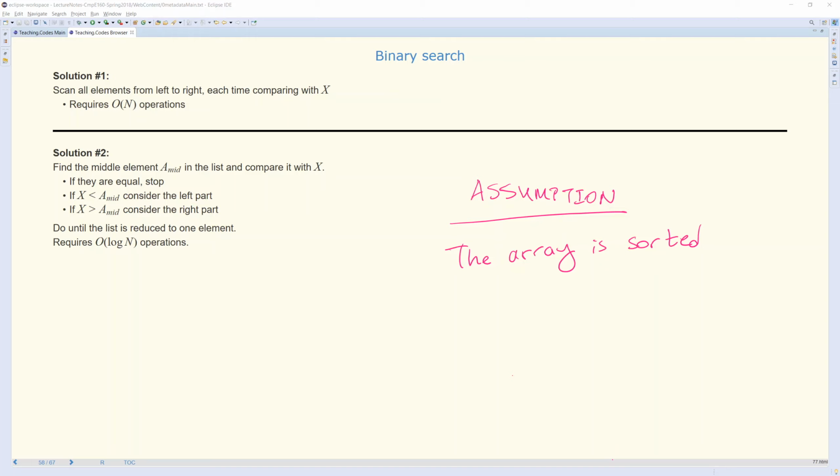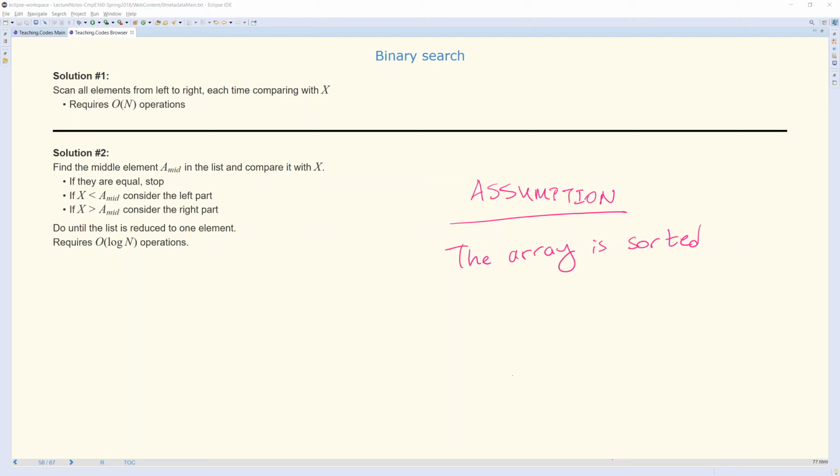Start scanning from the first element and go till the end until you find what you're searching for. If you find what you're searching for, you can immediately exit. You're done. Or, in the worst case, what you're searching for is either the last element, or maybe it's not in the list at all.